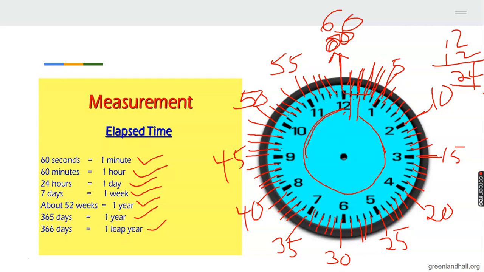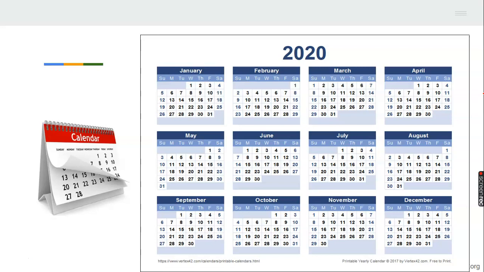And now, the next one says 7 days make one week. Okay, take a look at this. In one week, we have 7 days. And you know the 7 days are represented. Look at them. Sunday, Monday, Tuesday, Wednesday, Thursday, Friday, Saturday. Those are the 7 days. Let's count them. There are 7 days in a week. Sunday, Monday, Tuesday, Wednesday, Thursday, Friday, Saturday. Okay, there are seven.